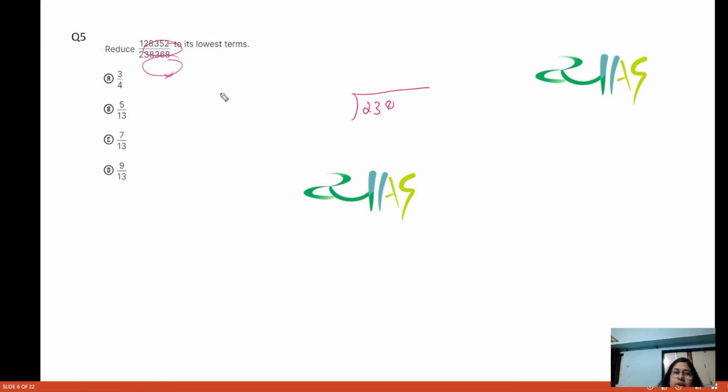We have to find the HCF of these two numbers. It is not like this, we have to divide the bigger number by the smaller number. So we have 238368, and we have 128352. Now let us divide this number. You have 23 here, and if this were 12,000, then with 2 it would become 24,000. So nothing needs to be done, just put 1 here and subtract.